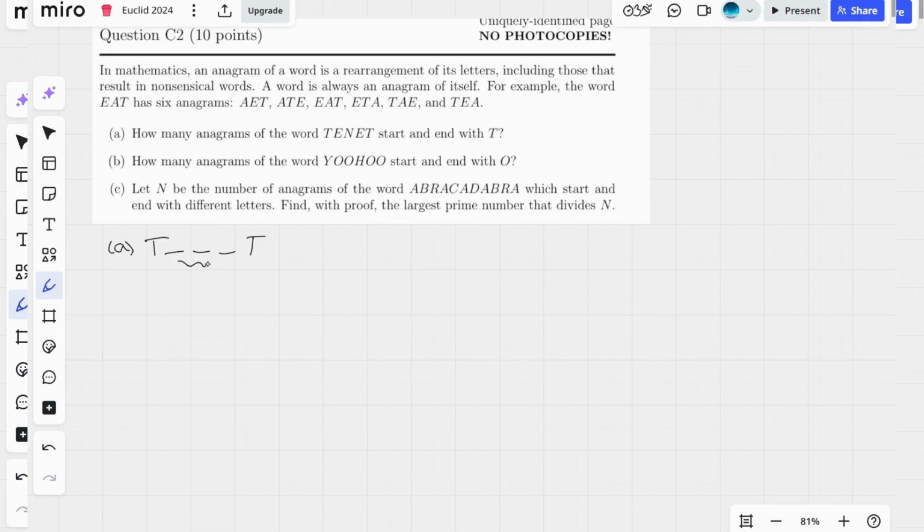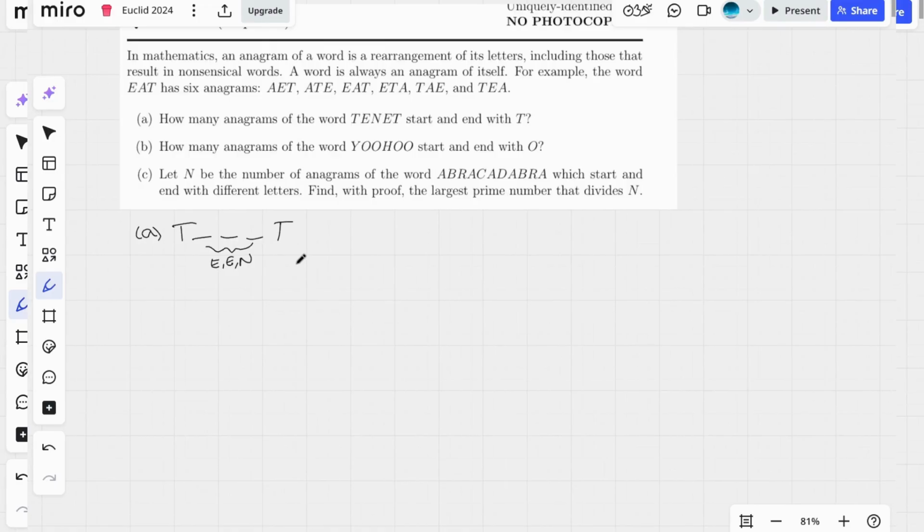And you know that in the 3 spaces, it is a permutation of the letters E, E, and N. And so to permute the letters, we have 3 letters, which is 3 factorial ways, and of those 3 letters, you have 2 of the same, which is an E. So you have to divide by a 2 factorial, because, for example, E1, E2, N and E2, E1, N are the same permutation. So this would give you 6 over 2, which is 3. So there are 3 anagrams of the word that start and end with T.